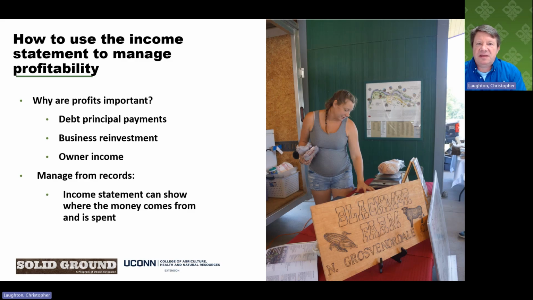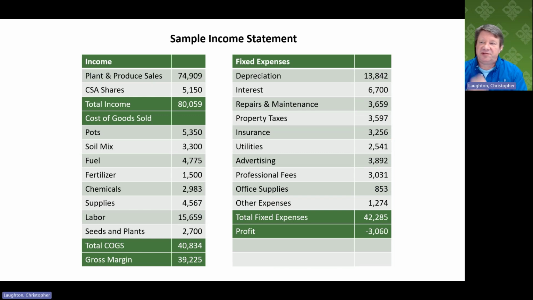You can also use your income statement to manage profitability by managing from records. So the income statement can show where the money comes from and where it's spent. And so going back to Chris's greenhouse again, until the income statement was really put together and examined, Chris may not have known that he actually lost money last year because he cash flowed $10,000 plus as a result of his operations. But when we factor in all the costs that were involved, we see that it really came out negative. So that kind of accounting and record keeping is really important to managing a business successfully and sustainably over time.